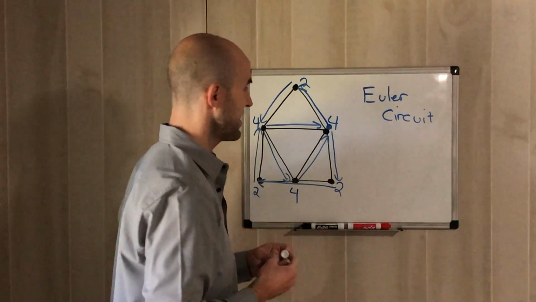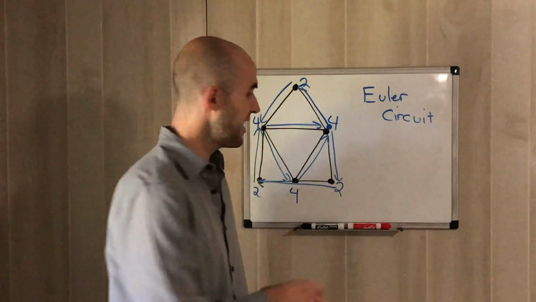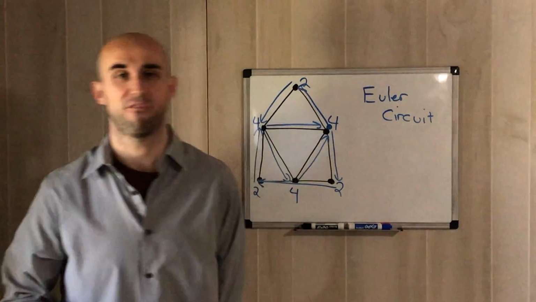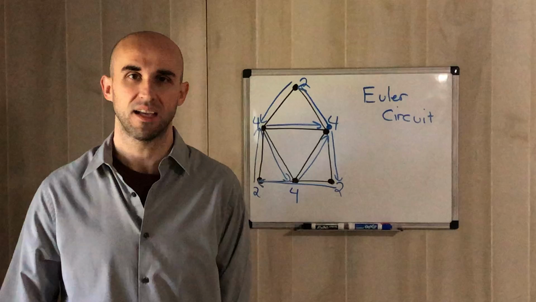So always remember, guys, if it has an odd number degree, it's not an Euler circuit. If it has all even, it's an Euler circuit.